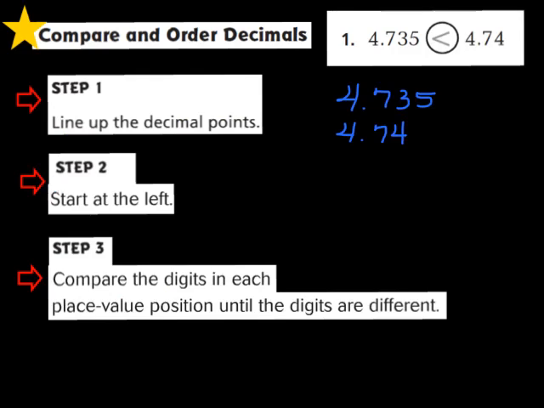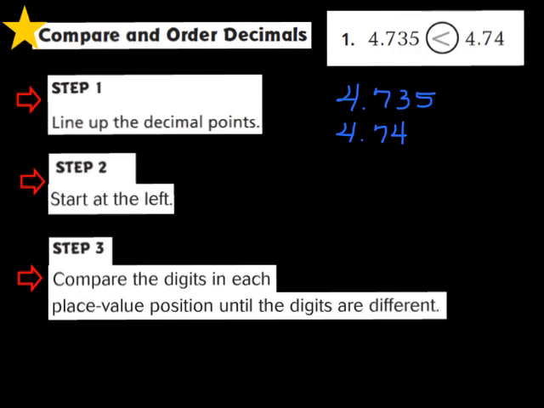Now, the reason it's important to line up decimal points is to make sure you're comparing digits in the same place value position. Now, step number 2 says start at the left. So I'm going to start at the left, which means I'm going to start with my whole numbers on the left-hand side. Now, step 3 says to compare the digits in each place value position until the digits are different.